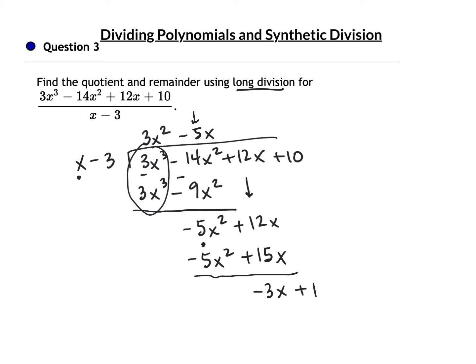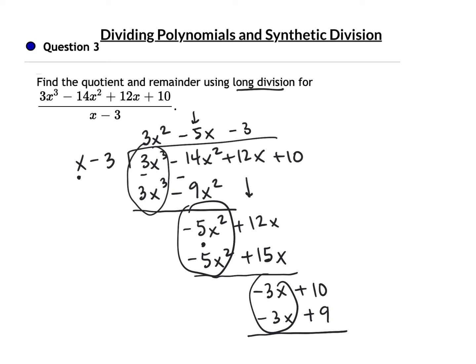Bring down the plus 10. x minus 3 times something makes negative 3x plus 10. That would be negative 3. Negative 3 times x is negative 3x. Again, this must make 0. Negative 3 times negative 3 is positive 9. Now we subtract. 10 minus 9 is 1, and that's our remainder. So it's plus 1 over x minus 3.